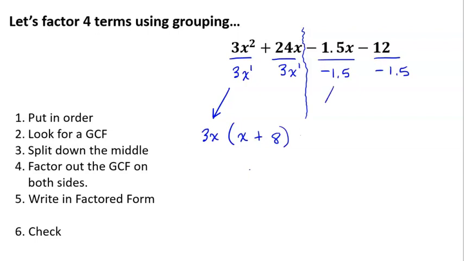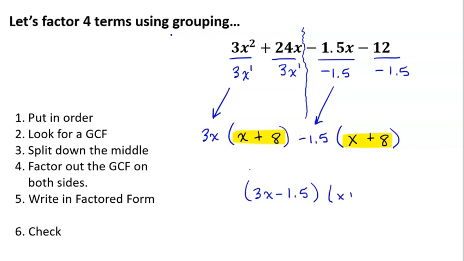And so now from here, that negative 1.5 goes on the outside. When I divide, I get negative 1.5 divided by negative 1.5, and that's just going to give me 1, and then I still have that x on there. And then negative 12 divided by negative 1.5 also gives me a positive 8. And now from here, I have my two factors. And so this is going to be 3x minus 1.5, and then x plus 8. And that's it for this video.